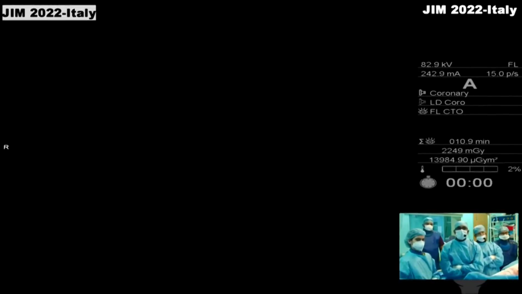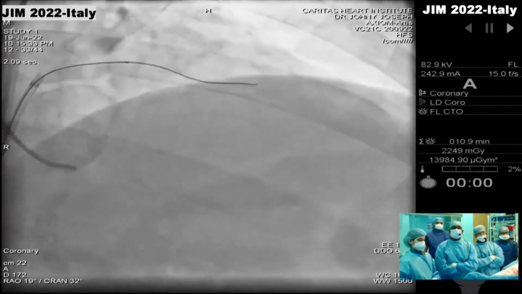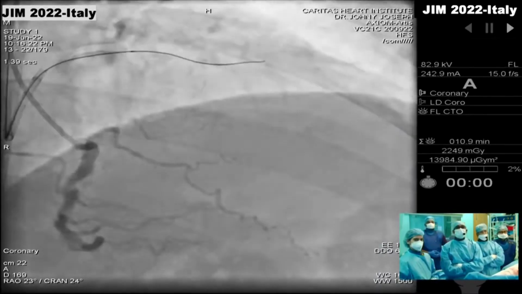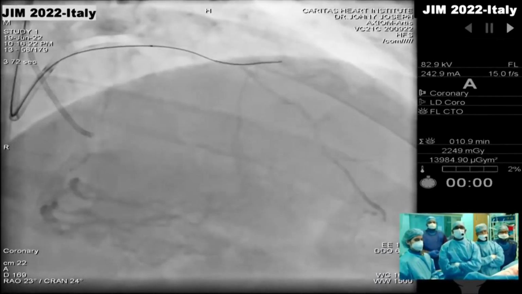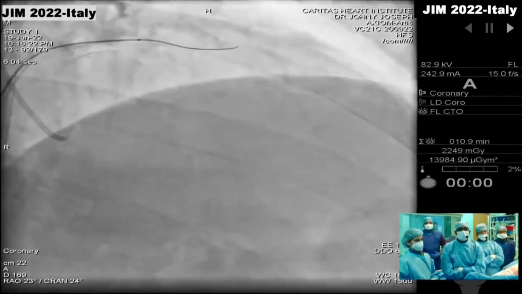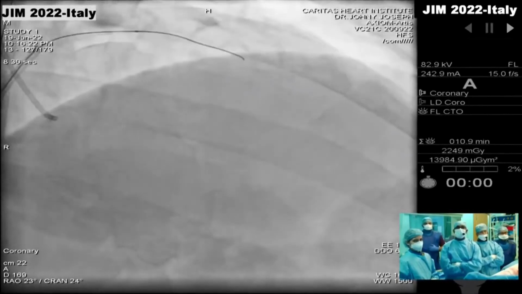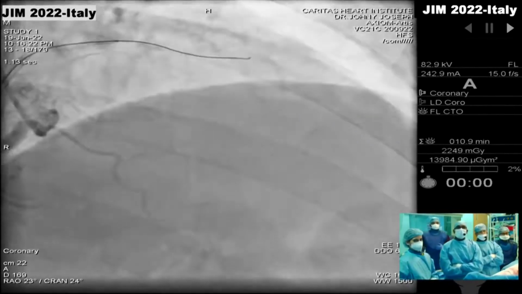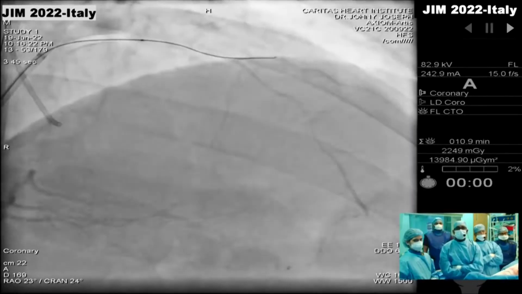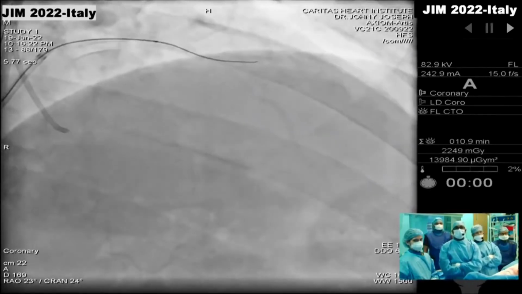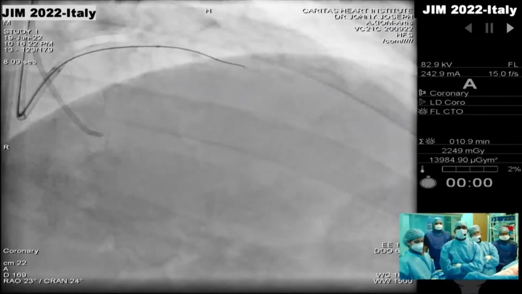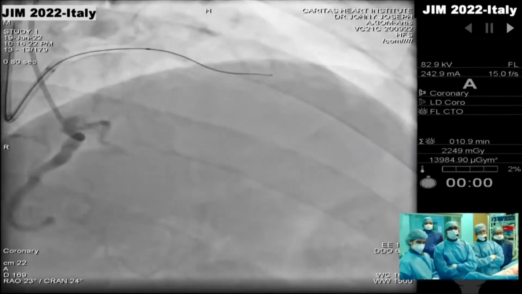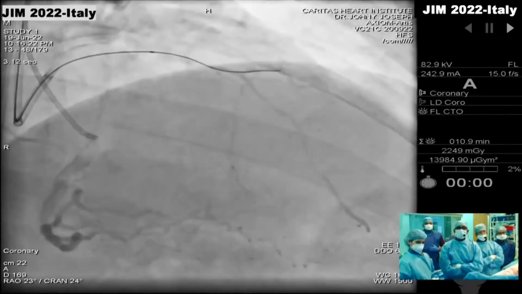Next one. Then we switched over to a Gaia wire. Next image. That's Gaia 3. With the help of Gaia 3, we were able to get across the lesion, and the wire went into the diagonal branch. This was confirmed with the help of a contralateral injection. And once we saw that the wire was inside the diagonal branch, we pulled it back and wired the left anterior descending artery. And once we were distally inside the vessel, we took out the catheter from the right coronary artery. Next image.